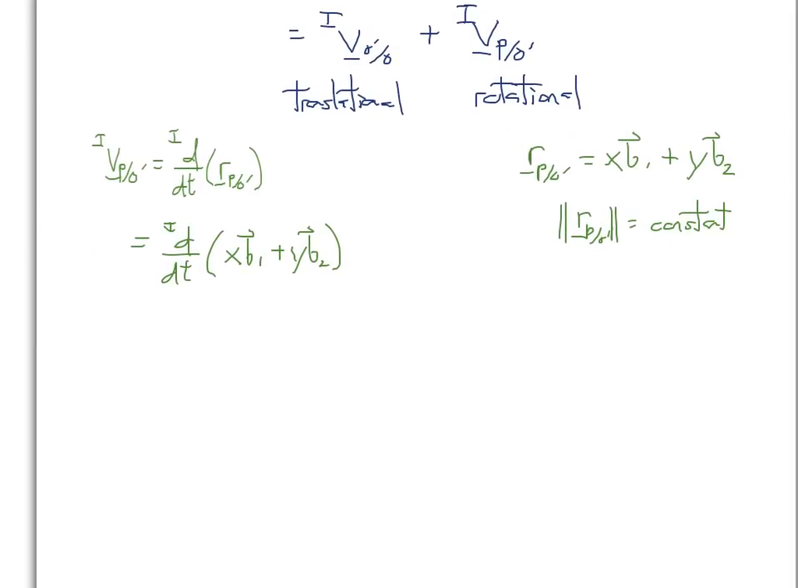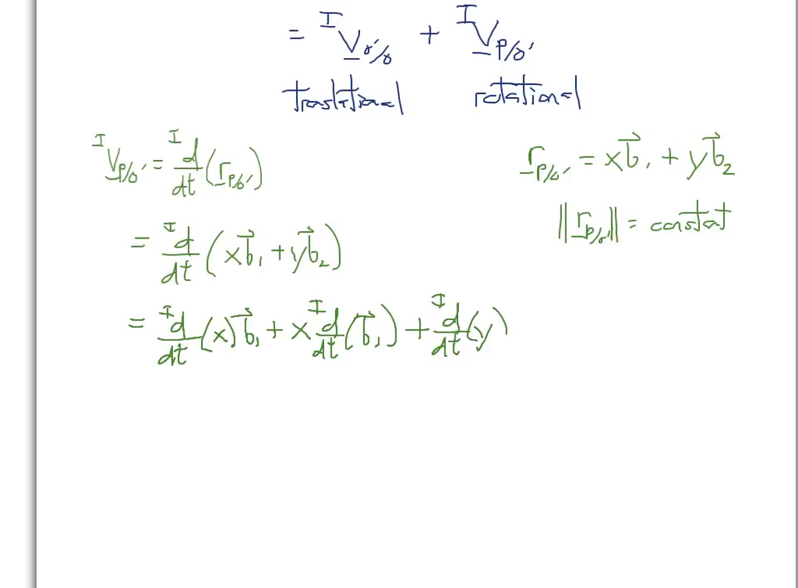We use the chain rule to distribute the derivative throughout all the terms, and so that gives us the time derivative in the inertial reference frame of x multiplied times B1, plus x times the time derivative in the inertial reference frame of B1, plus the time derivative of y multiplied times B2, plus y times the time derivative of B2.